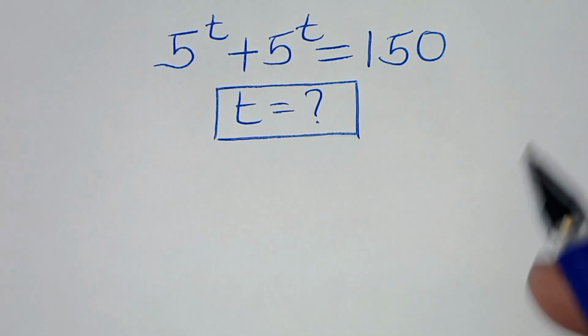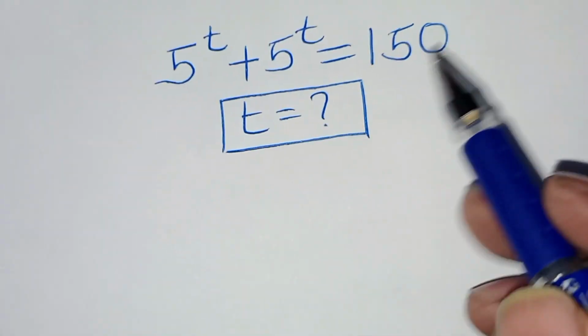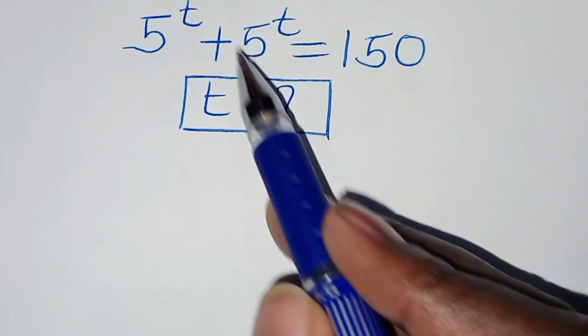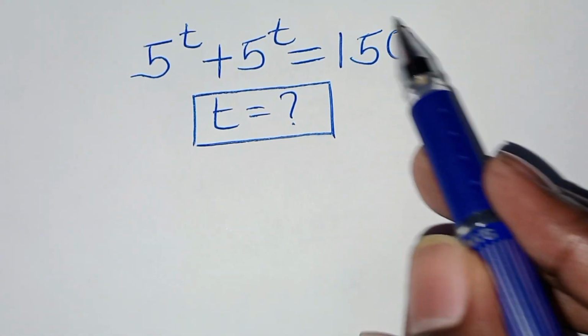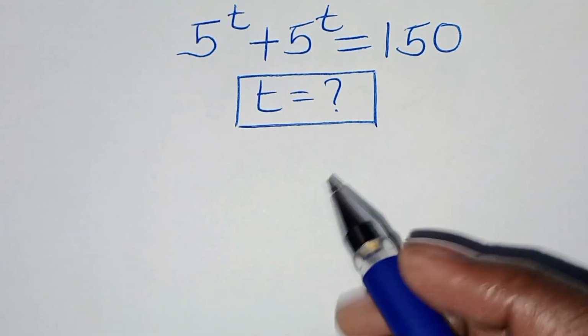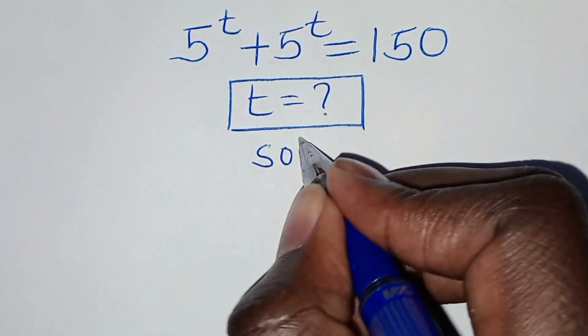Everyone, you're welcome to solve this nice exponential equation, which is 5 to the power of t plus 5 to the power of t. This is equal to 150. What is the value of t? Let's present the solution from here.